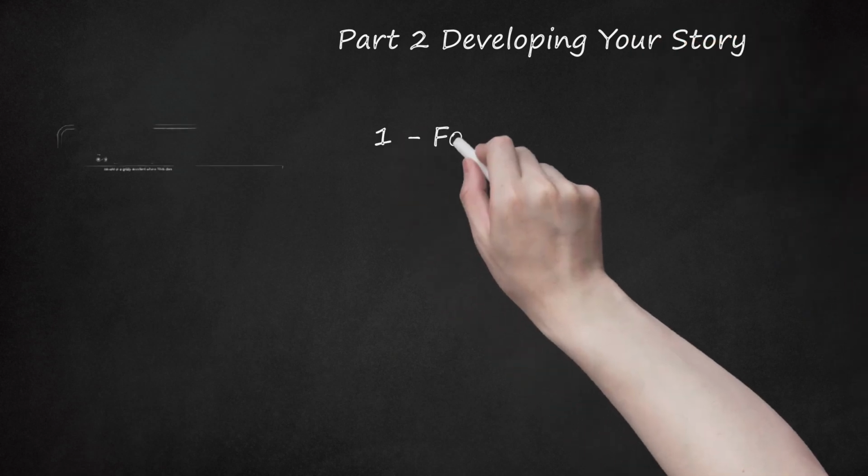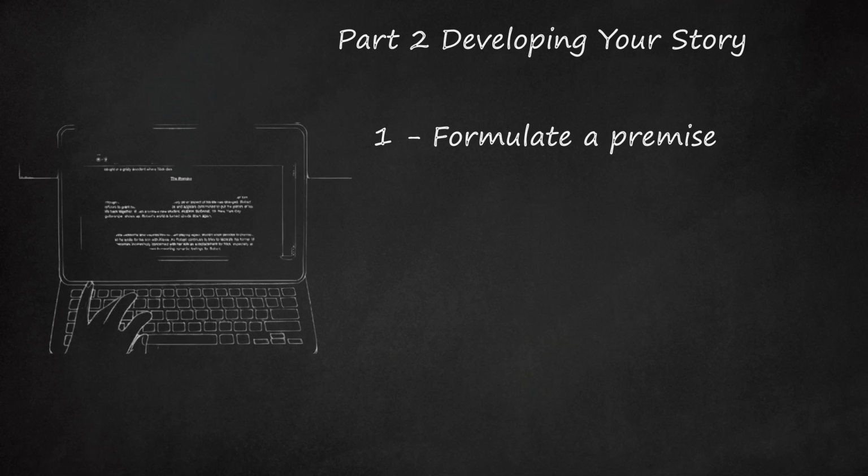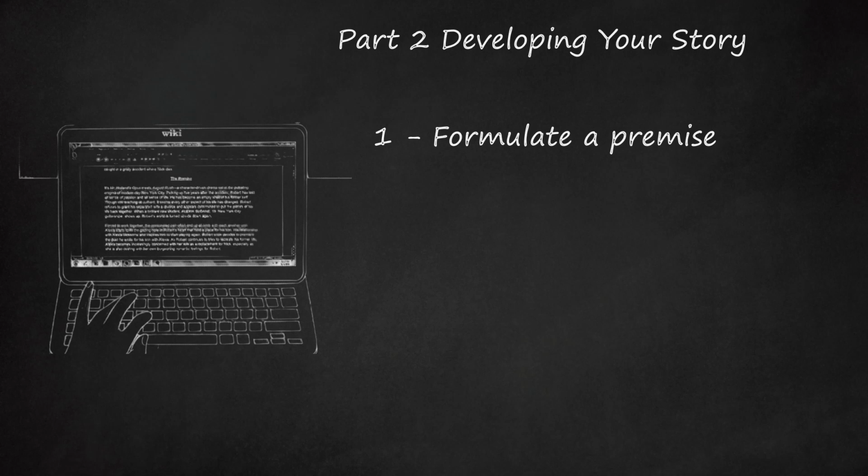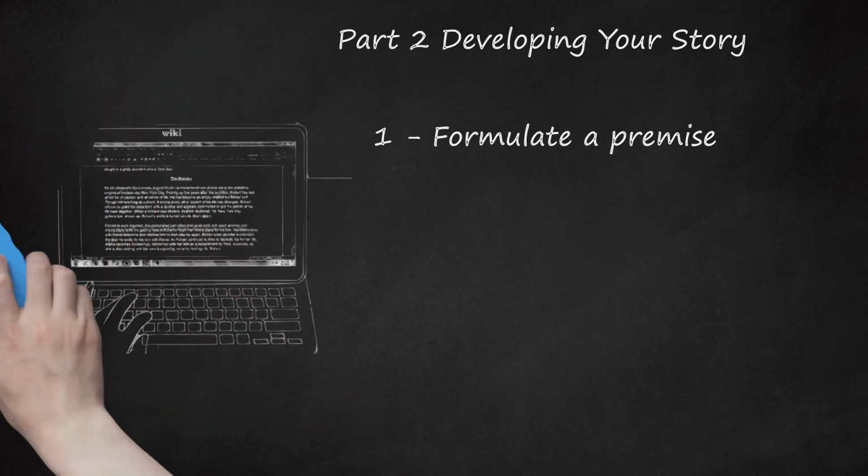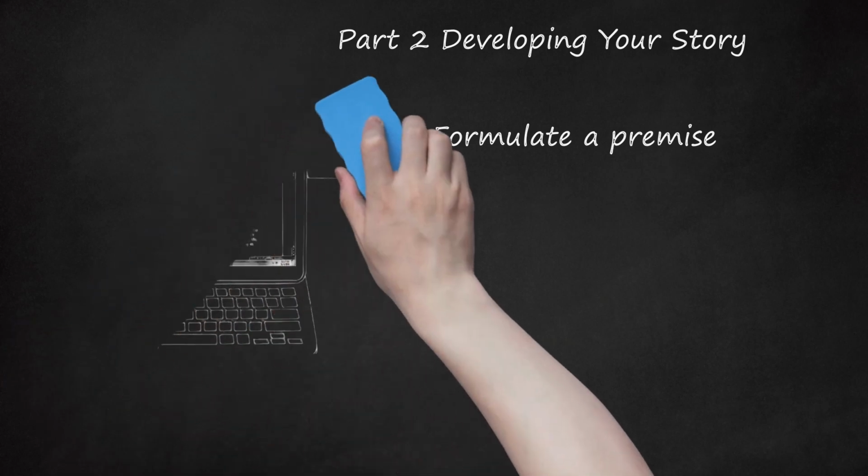Part 2: Developing your story. 1. Formulate a premise. Write a short sentence or phrase of the fundamental concept which drives the plot. This can be something which is the message or idea behind your story, an extremely short plot idea, or something else to give you a goal and unifying idea to work toward.